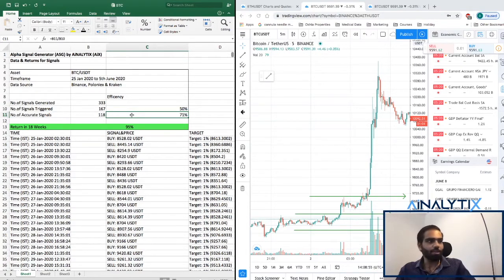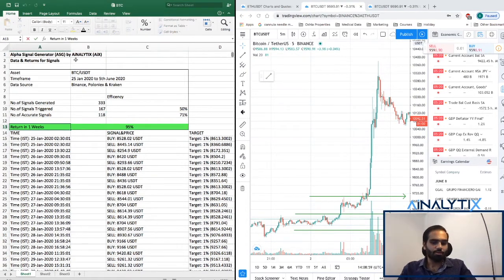It's very steep, sorry. And it's not 18 weeks, sorry, it's about 20 weeks. Sorry for that, I didn't update that. So in 20 weeks, we've generated about 95% return in the worst case scenario. So this is taking into account the worst case scenario.